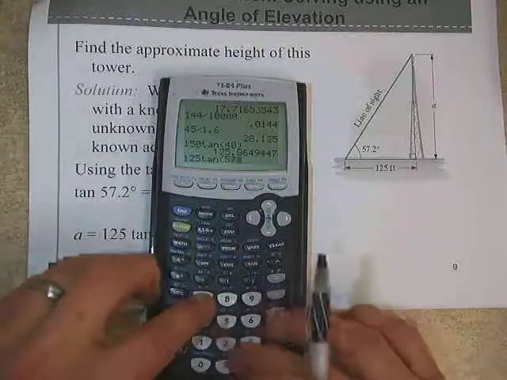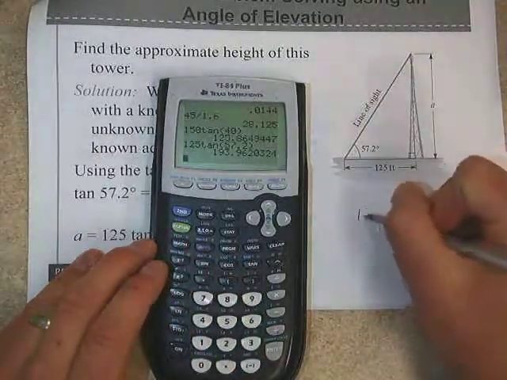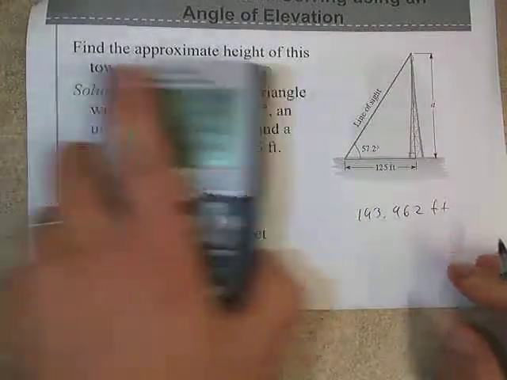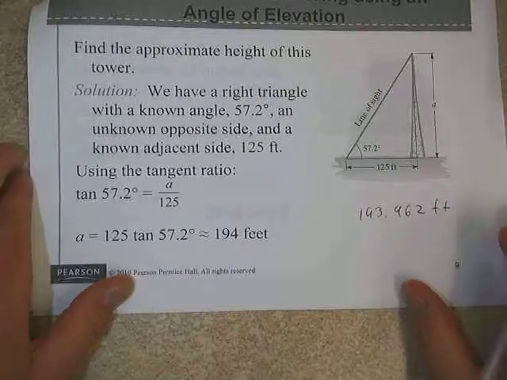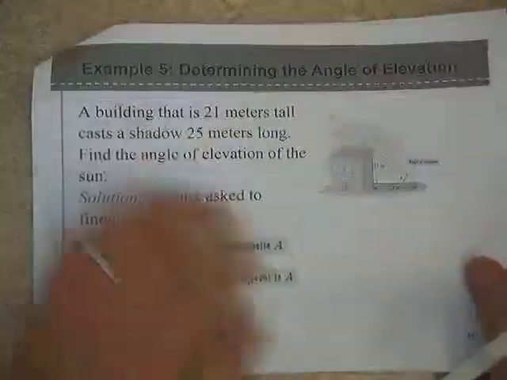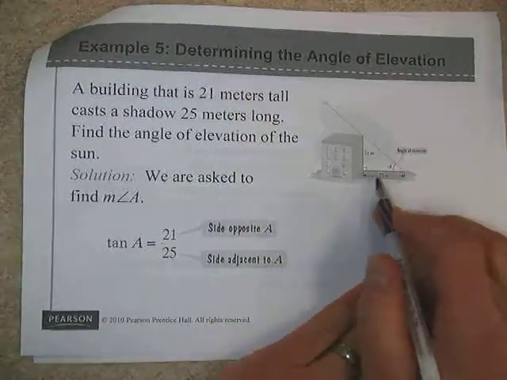And then from there we would multiply both sides by 125. And so for us, a more exact answer would be 125 tangent 57.2. So we would write the answer as 193.962 feet. Make sure you have units on it. And that would be the height of the tower.